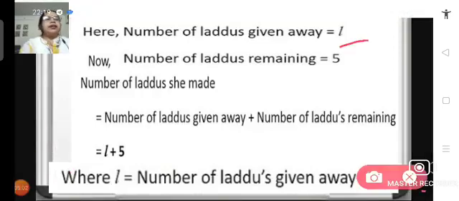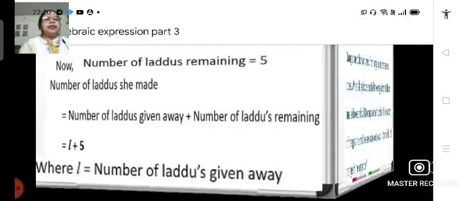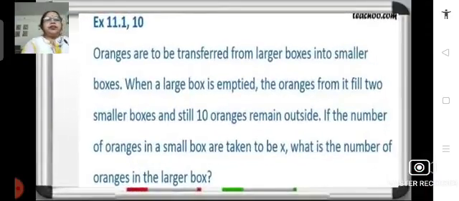Okay, it is L. And the number of laddus remaining after giving away is 5. So what will be the number of laddus she made? It will be the number of laddus she has given away plus the number of laddus remaining. The number given away is L, and the number remaining is 5. So the total number of laddus she made is L plus 5, and L is the number of laddus given away. L is the variable.